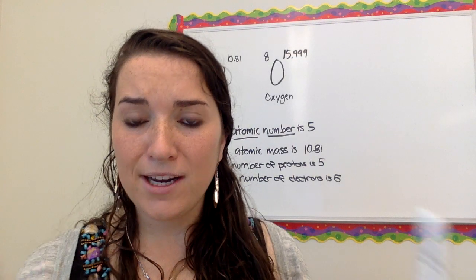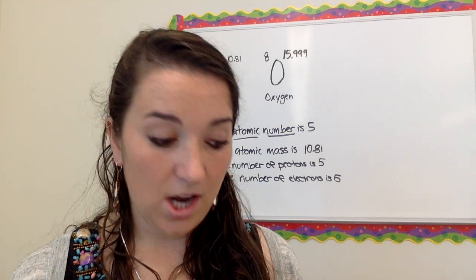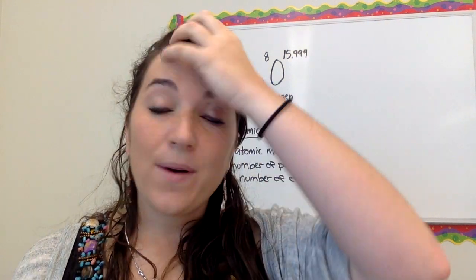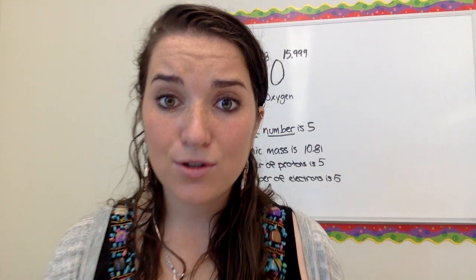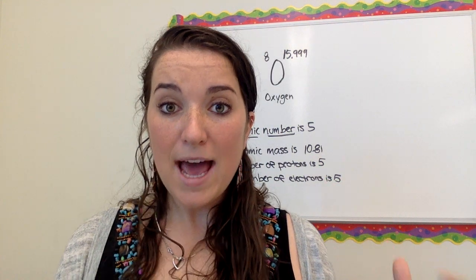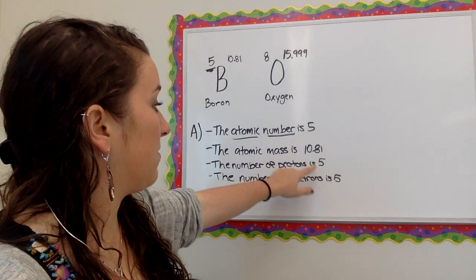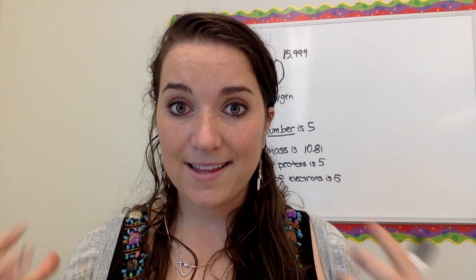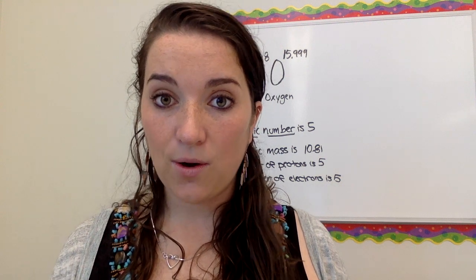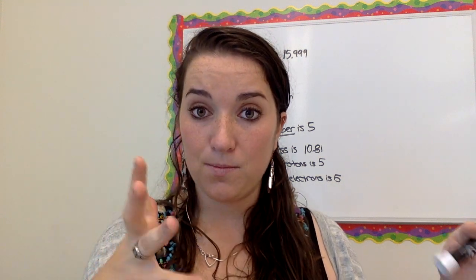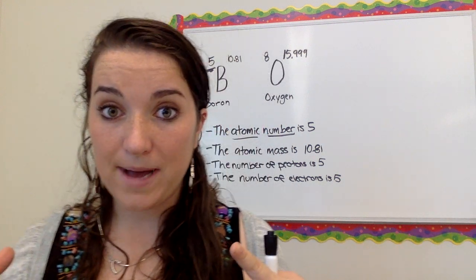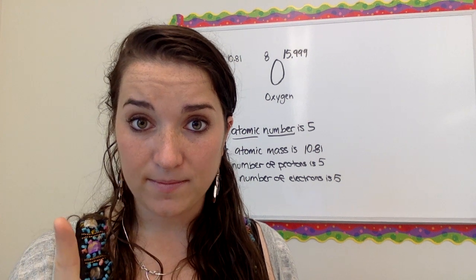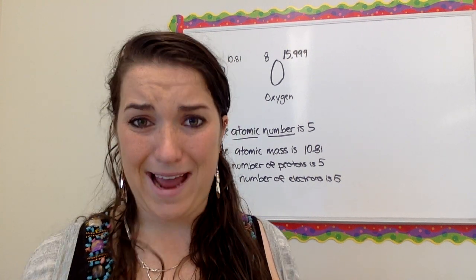All right, but here's where it gets tricky. The last question is, how many neutrons does boron have? In order to find the number of neutrons, I know the total mass of the atom, and I know the mass of the protons, because the mass of the protons is the same as the atomic number, 5. So I need to subtract the mass of the protons from the total mass, because the mass of each neutron is 1, the mass of each proton is 1, and electrons don't really have any mass.